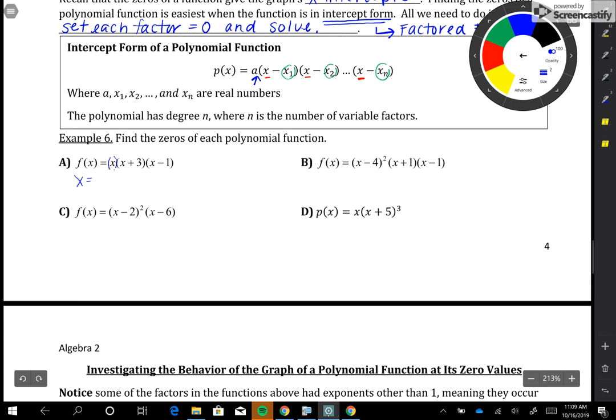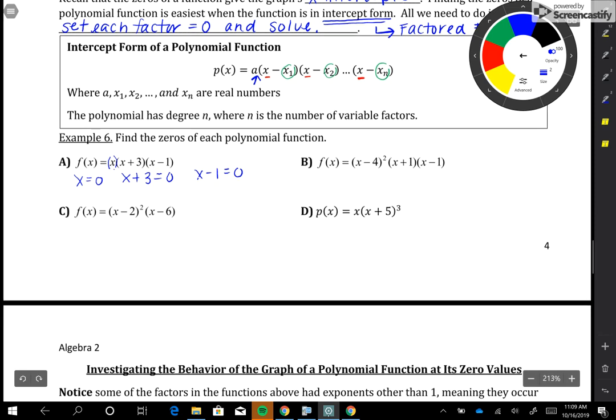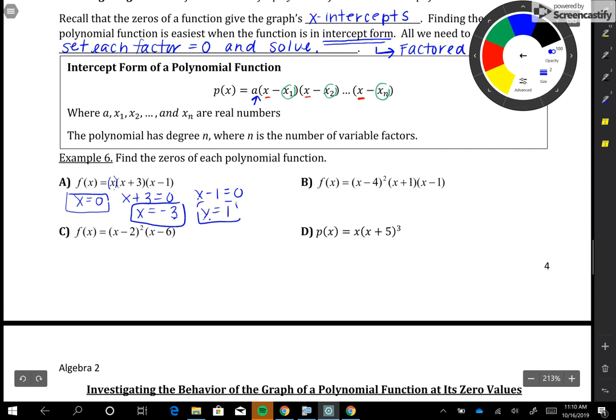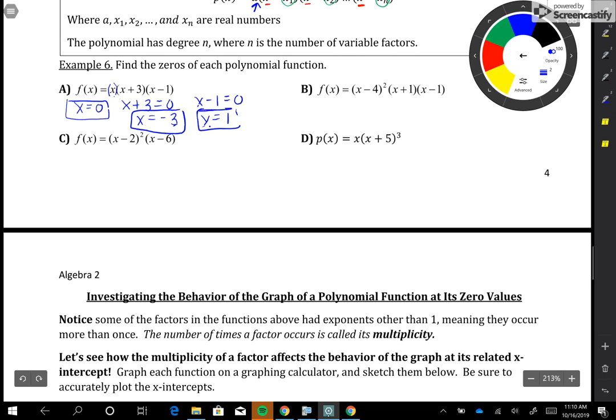So if I would set each of these factors equal to 0 and solve each of these little equations, I would get my 0 values. Actually, x equals 0 is 1 right away. For the next one, I would subtract 3, so I have x equals negative 3. And the last one, add 1, and I have x equals 1. Okay, there we go. As you can see, we've done this before. So sometimes you might not actually need to write out those little equations, but it's totally up to you.